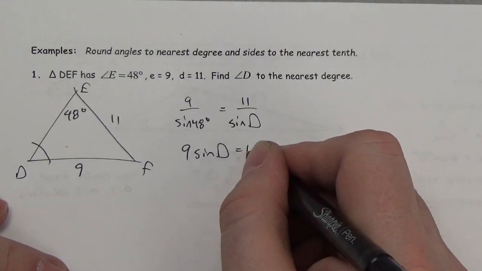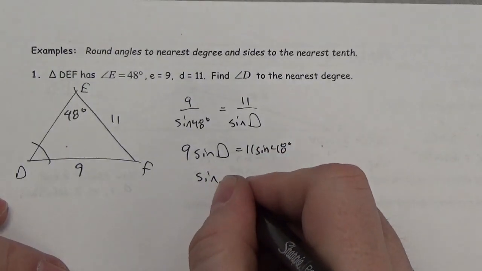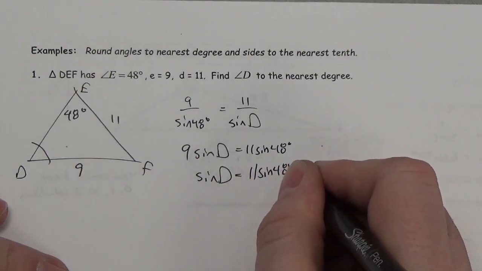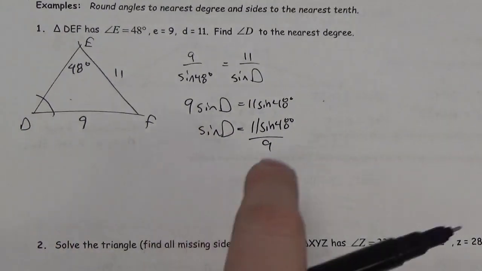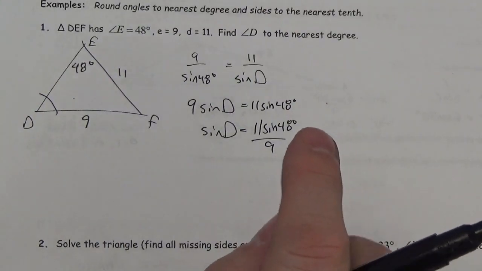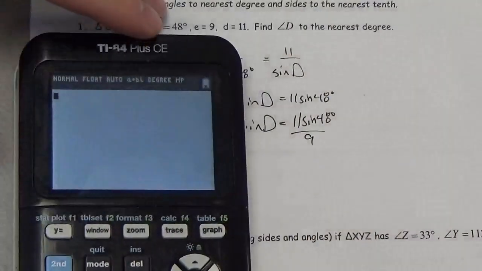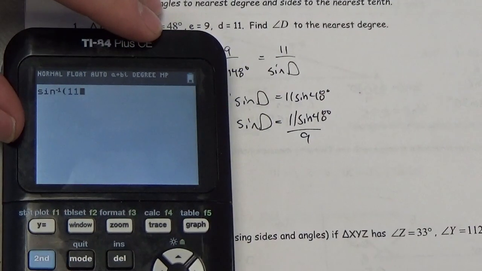9 times the sine of D is 11 times the sine of 48. So the sine of D is going to be 11 sine of 48 degrees over 9. Whatever this is, I know there's going to be a first quadrant and a second quadrant version of it. So what I'll do here is enter inverse sine of 11 sine of 48 divided by 9.